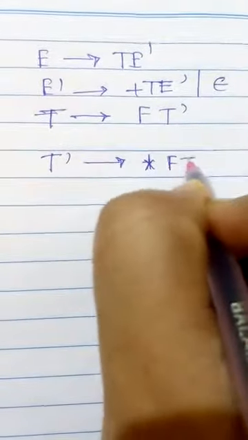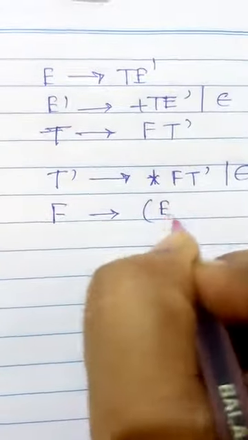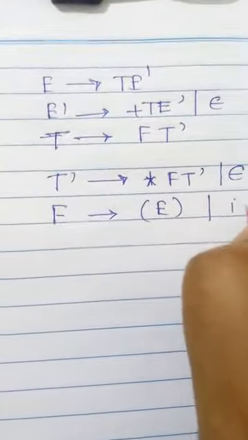E gives you T E dash. E dash gives you plus T E dash or epsilon. T gives you F T dash. T dash gives you star F T dash or epsilon. T dash means T prime. F gives you in bracket E or F gives you ID.